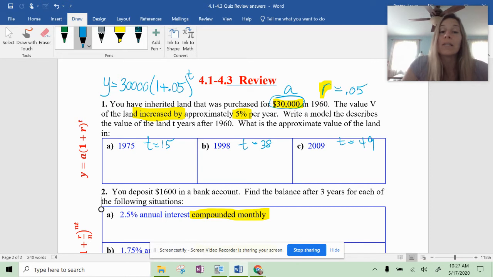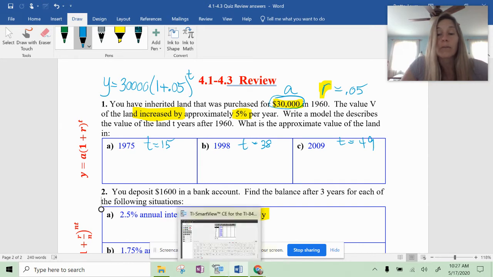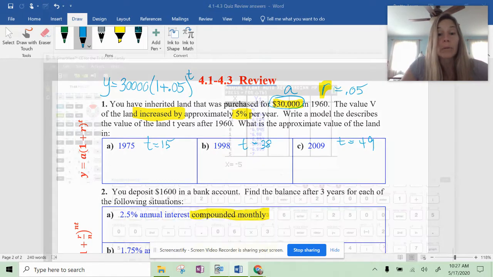Now, you can individually enter this in your calculator 3 separate times, putting in the different t values, or you can just put it into your graphing calculator using the variable there, and it'll give you all the answers if you just scroll down your chart. So it's completely up to you.